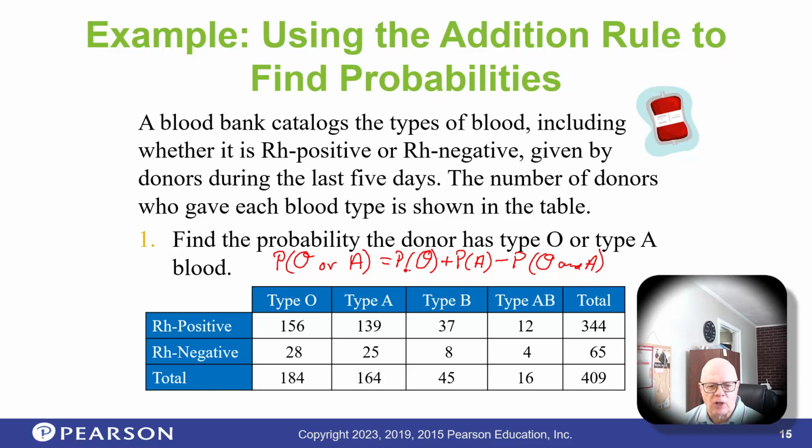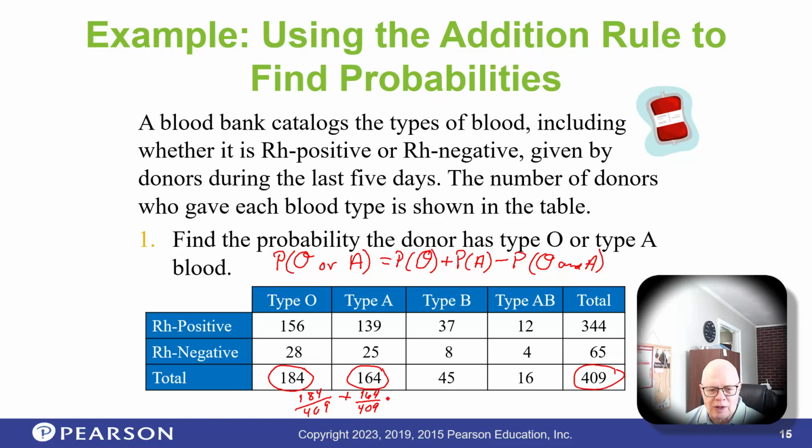Well, let's see. O. What's the chance of having an O type blood? Well, there are 184 from our survey that had type O blood. So it'd be 184 over, and what's the grand total? 409. Right here. Now we need the probability for A, so we'll add that. The probability for A, and A, we've got a total of 164 that have type A blood over, again, the total is the same.